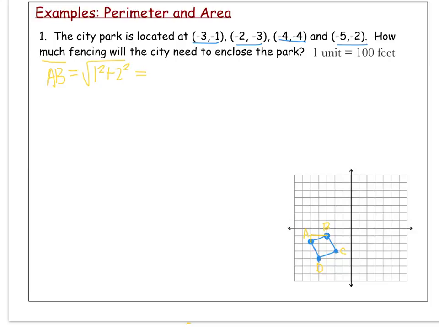Which is 2.24. And then BC is also 1 squared plus 2 squared, which just looks a little bit like a square. So I'm going to guess all sides are equal, but I can't assume anything. So C to D is 1 squared plus 2 squared. And D back to A. Alright, so it is a square.